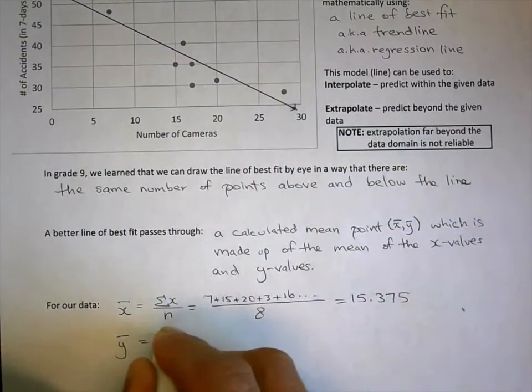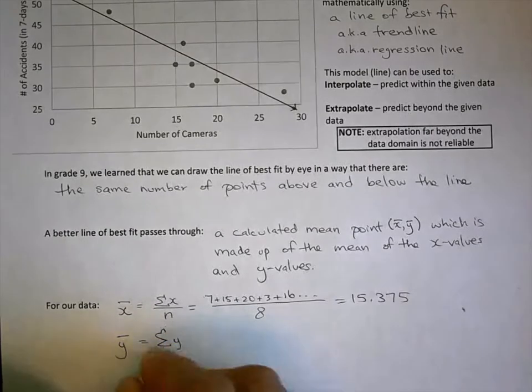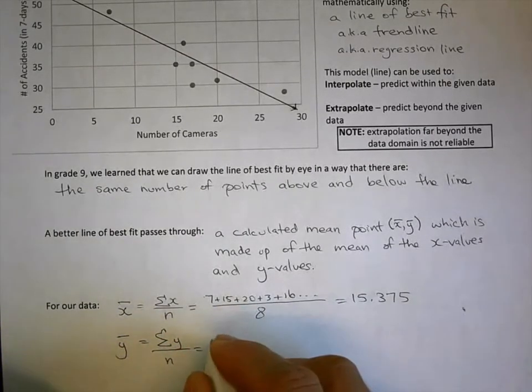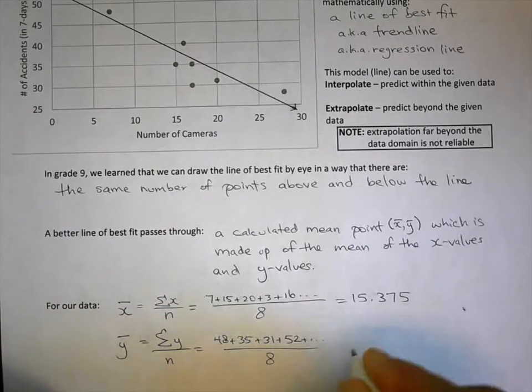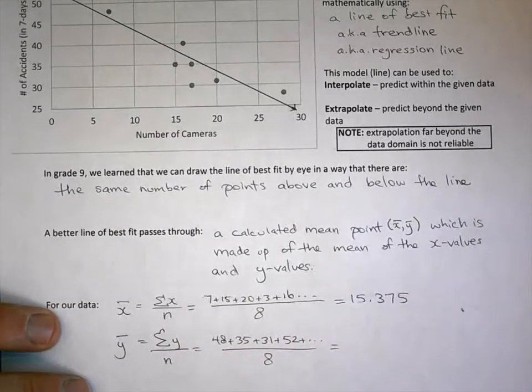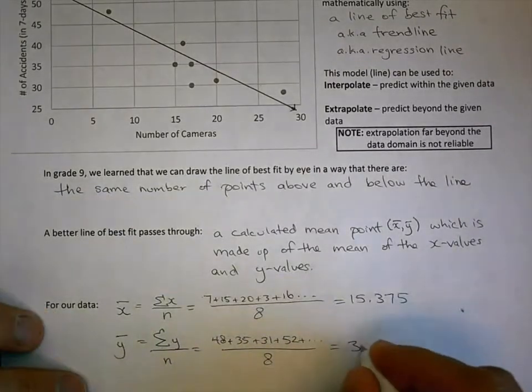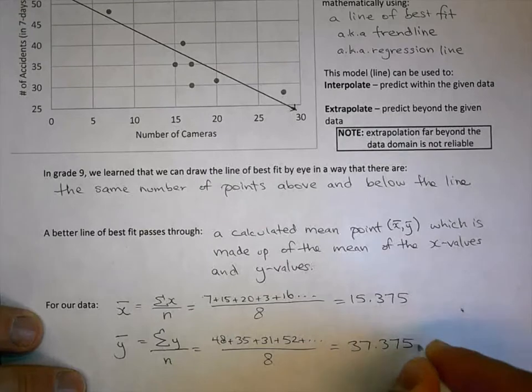Similarly, y bar is equal to the sum of all the y's divided by n, so I get 48 plus 35 plus 31 plus 52 and so on, divided by 8. I type that in my calculator, and I get 37.375.